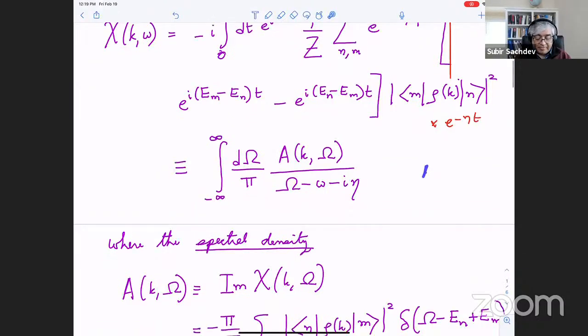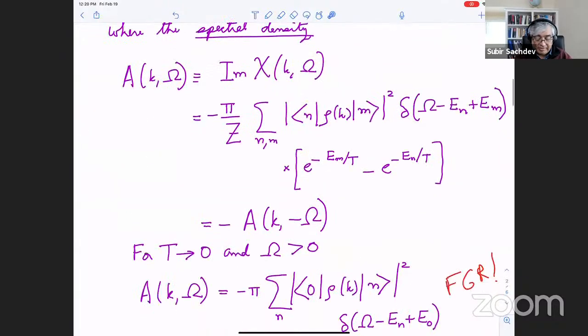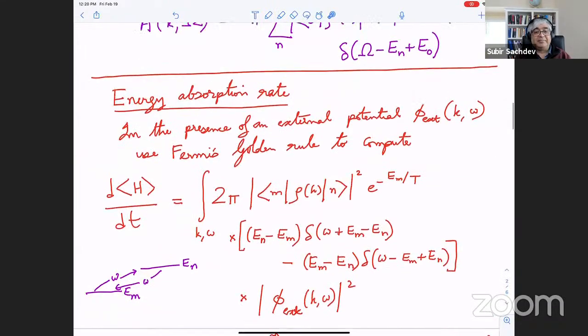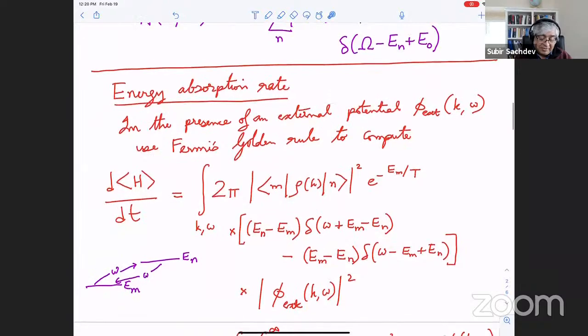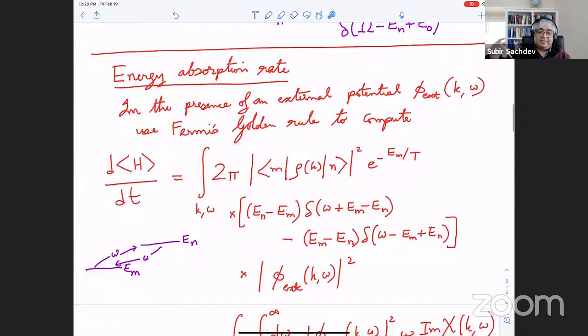Then now we can use this for all kinds of very interesting and important relations. One is that I want to show you the promised relation between the energy absorption rate and chi of k and omega. And so this, you literally do using Fermi's golden rule. So you have some external perturbation, phi_ext of k and omega, and you ask what is the rate of change of energy of the system because of the external perturbation. So you do that using Fermi's golden rule.